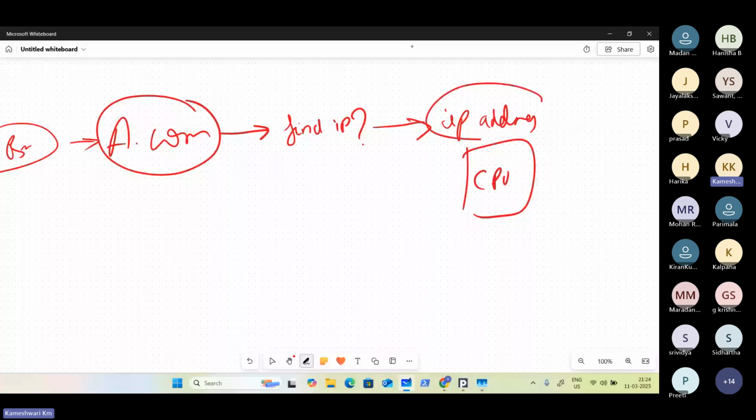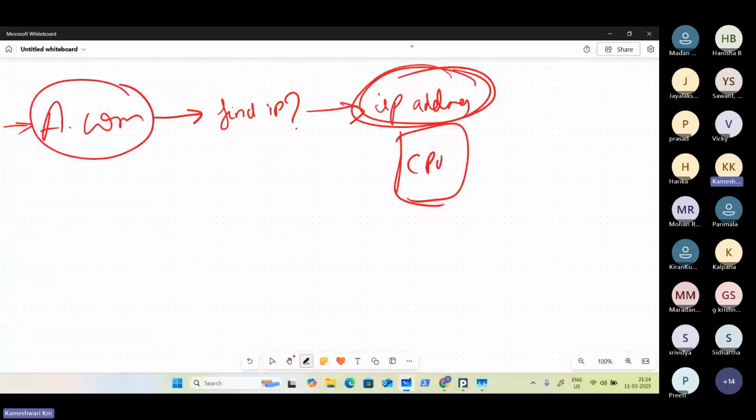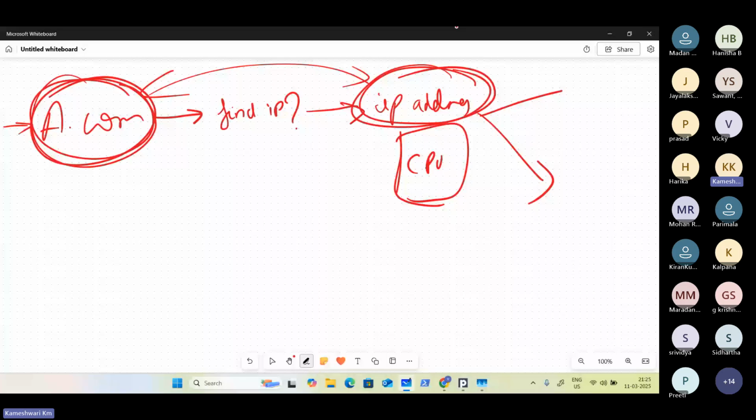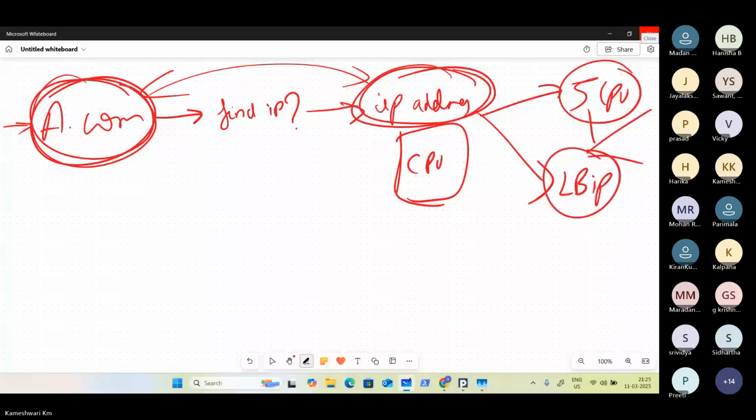Now my question to all of you is, based on our understanding, this IP address which is linked to a.com will be which IP address? Since I have 5 CPUs for my server, which IP address will it point to? Load balancer. Exactly, it will point to the load balancer IP, because from there it will go to those 5 CPUs. Are you getting my point, all of you?